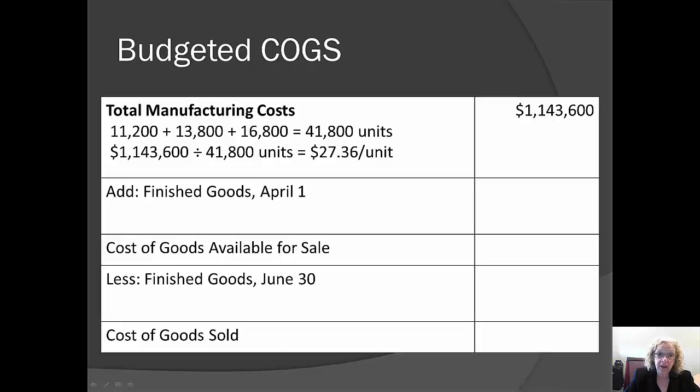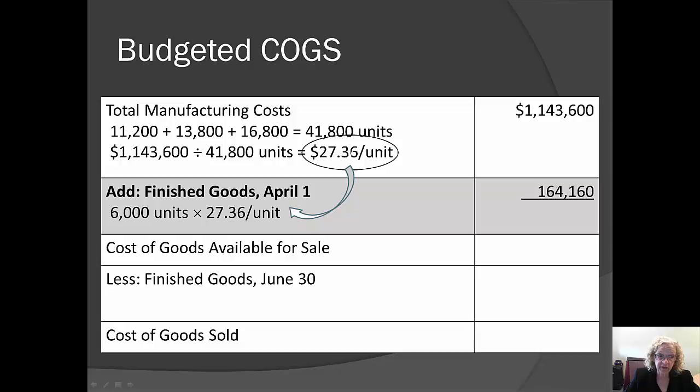$27.36. Now we can use that information to determine the value of our inventories. We know that we already had finished goods available on April 1st, specifically 6,000 units. Assuming that prices haven't changed between last period and this period, we can assign those units $27.36 of average cost. If costs have gone up or down between March and April, someone would have to tell us.